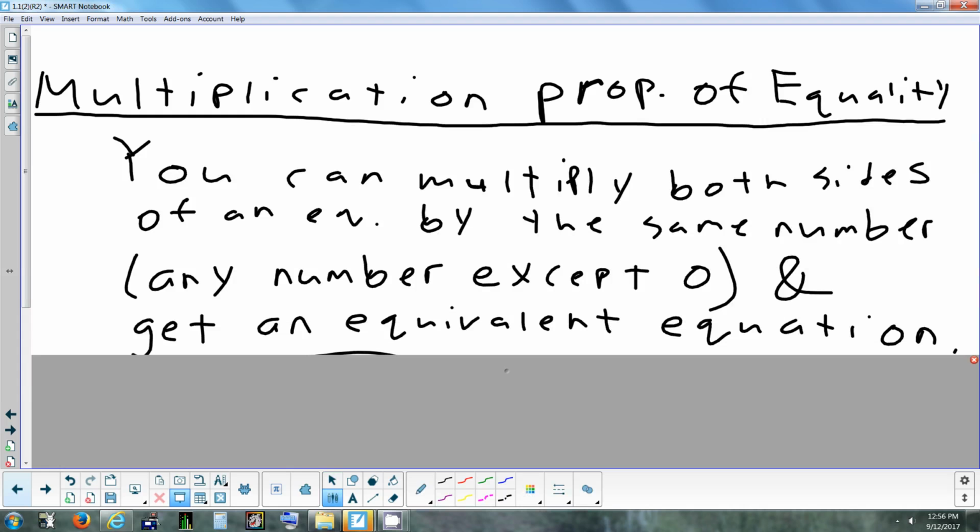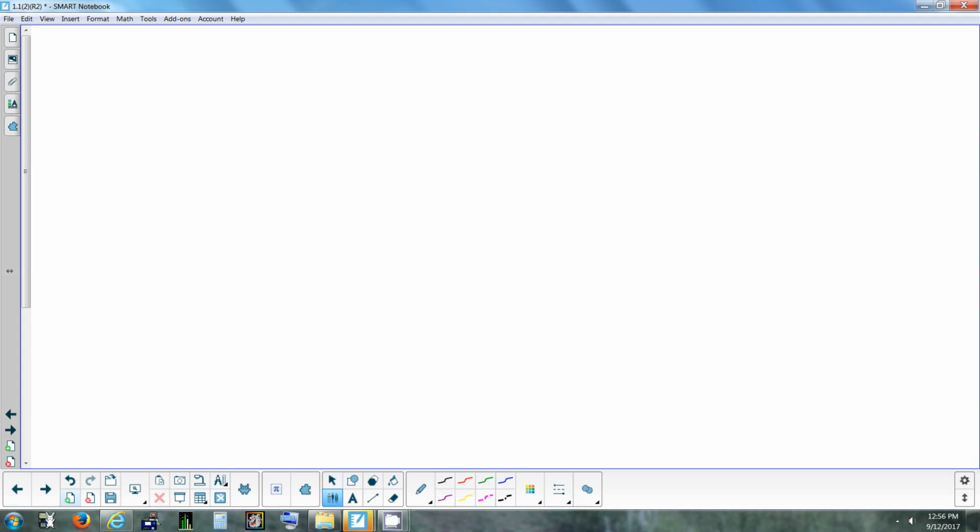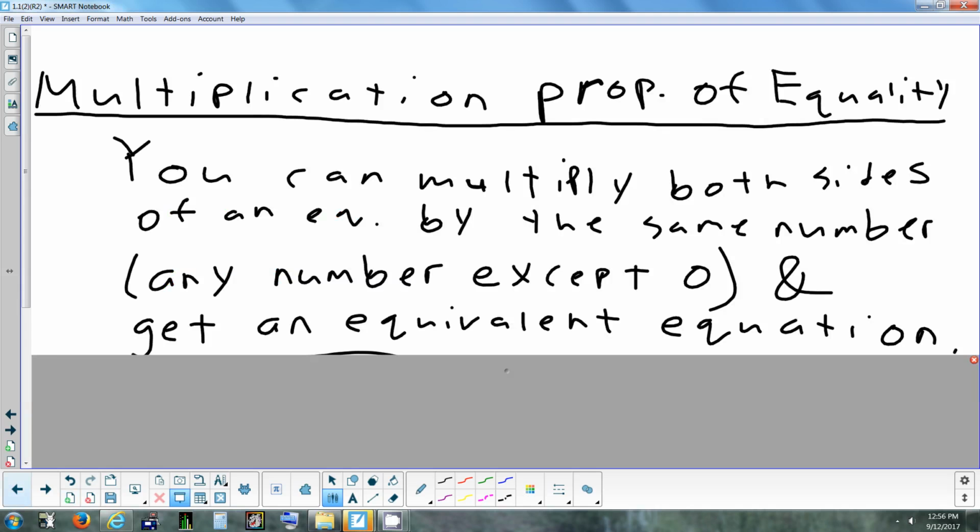Now, why can't you multiply by 0 on both sides? Because I wrote you can multiply by any number except 0. How come? Why? What would happen? It'd be 0. Yeah, it would just become 0. If you had something like 3x equals 12, and you said, oh, I'm going to multiply both sides by 0, what would the left side become? 0. And what would the right side become? 0. So you don't want to do that because now you lost all the letters. You can't multiply both sides by 0.